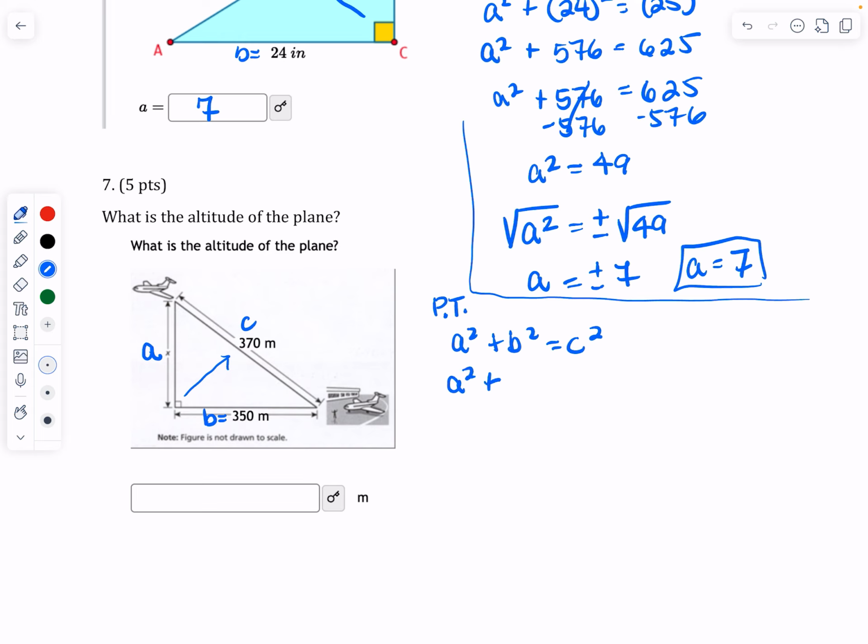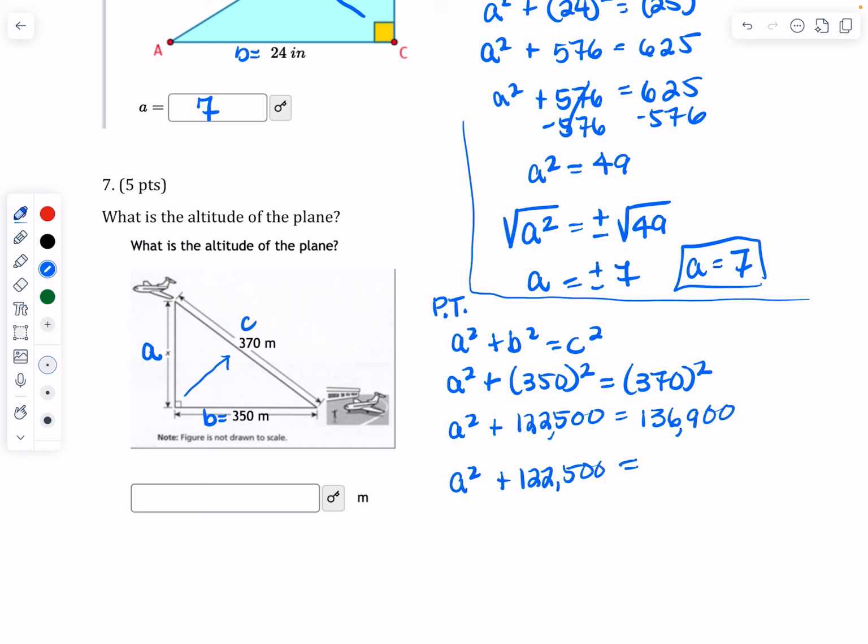So I don't know what A is. I do know what B is. That is 350, and I'm going to square that value. And I do know what C is, which is 370 squared. So I have to figure this out. Again, 350 times 350, or you can use your squared key on your calculator. So I get A squared plus 122,500. And then I have to square 370. Let me do that really quick. When I do that, I get 136,900.